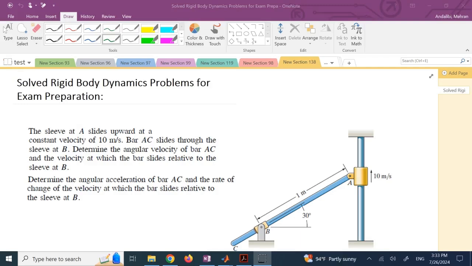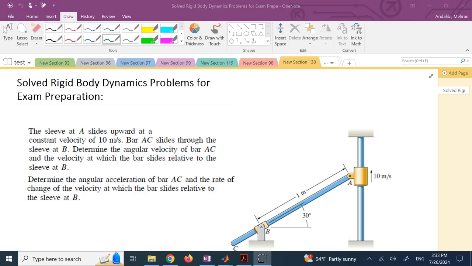Hello everyone. As I promised, I'm gonna go through a few rigid body dynamics problems for my class here at Embry-Riddle, but I hope this is also useful for those of you who will take a dynamics exam and want to prepare for that, especially on the rigid bodies. This video could be useful for you.